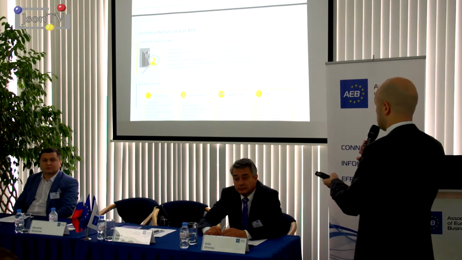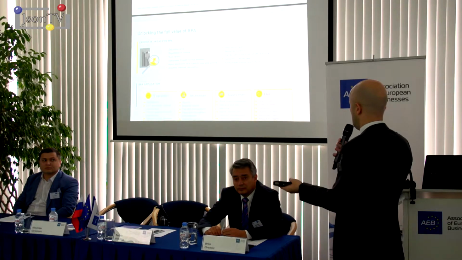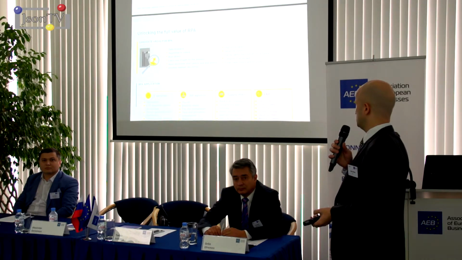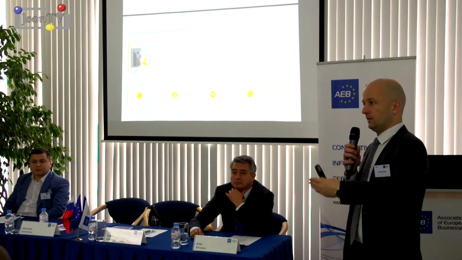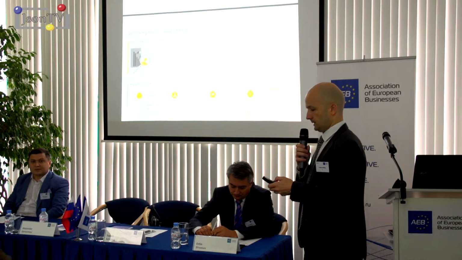And then you have areas like IT, HR, supply chain, and then you can just look at different processes like order management, demand and supply management, or the payroll. You all know how many steps it takes in the payroll every month, from the preparation of individual payroll slips to the gross calculation, consolidation at the organizational level. All these things can be done by robots and can be done in an accurate, more efficient, and around-the-clock way.